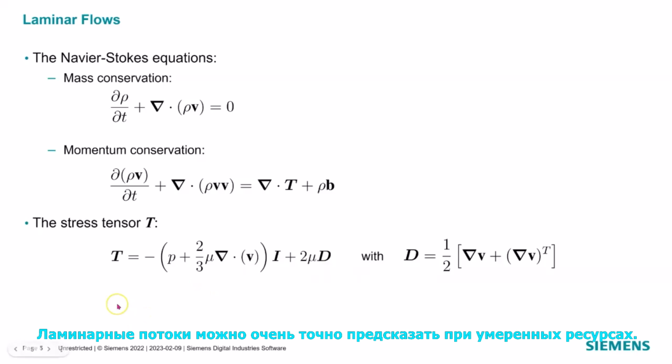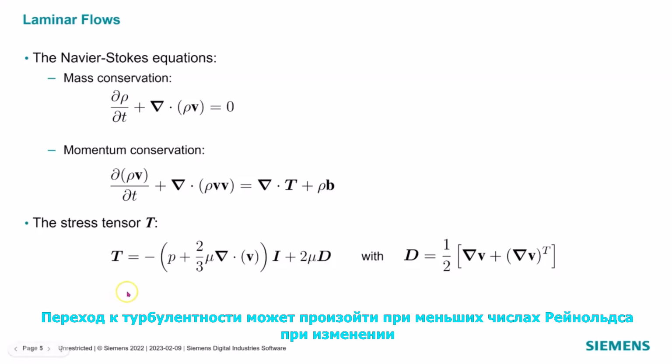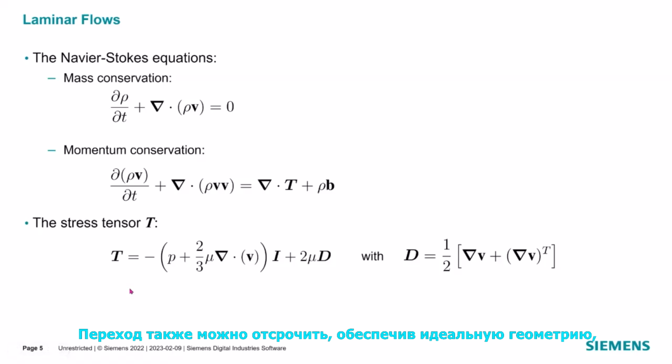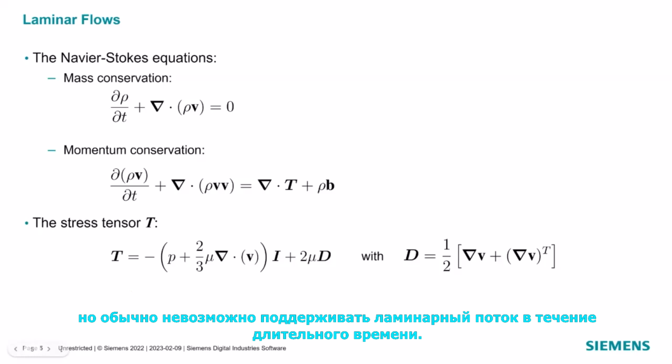Laminar flows can be very accurately predicted with moderate resources. Flow in straight channels and pipes are usually laminar up to the Reynolds number of around 2000. Transition to turbulence may occur at lower Reynolds numbers if the cross-sectional area varies, when walls are rough, or when other disturbances are present. Transition can be also postponed by ensuring a perfect geometry and no vibration or any other disturbances, but the flow usually cannot be maintained laminar for a long time.